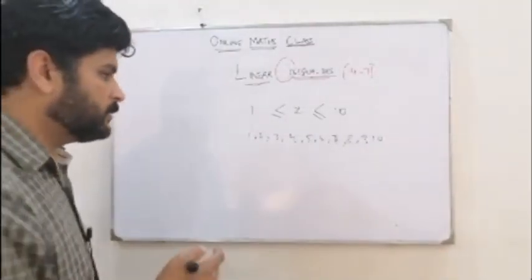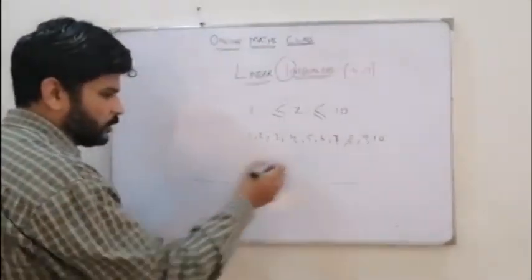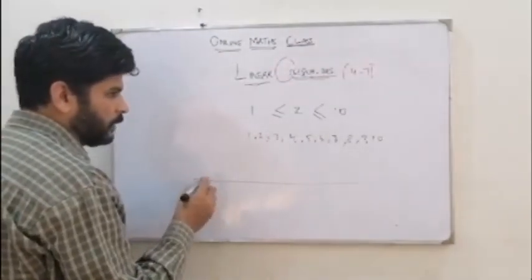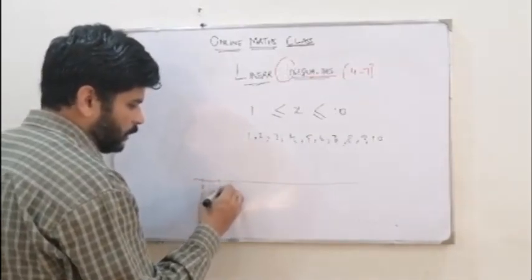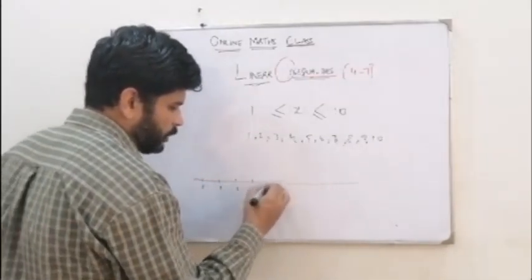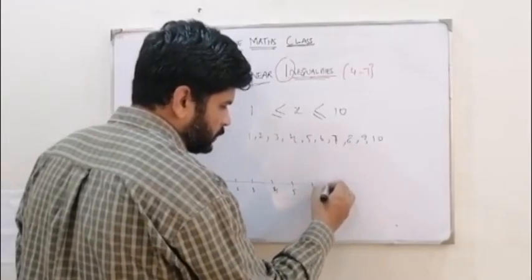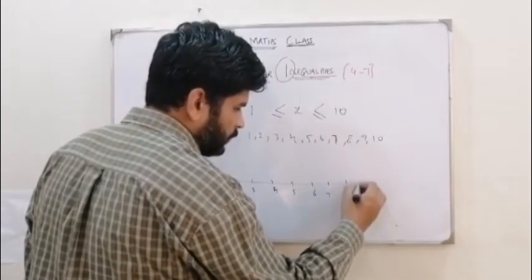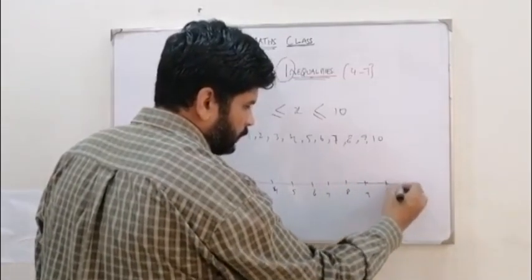Sometimes he might ask you to represent this on a number line. So you can draw a number line. That's very simple. Now you know there are numbers here. So you start from 0 here. 1, 2, 3, 4, 5, 6, 7, 8, 9, 10, 11.